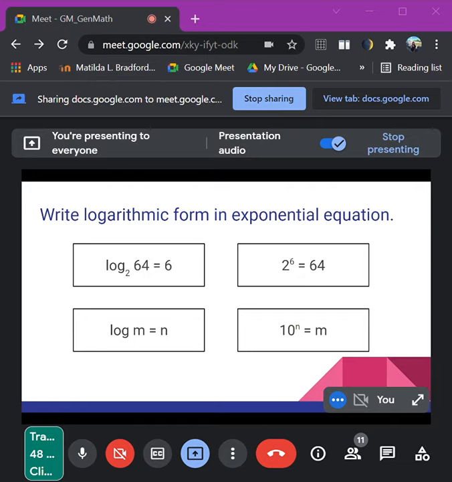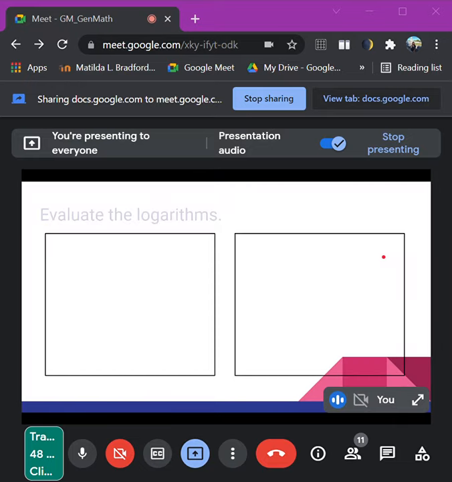Okay, let's go to another one, which is we're going to evaluate logarithms. So here we're going to solve for the value of x in your logarithm. So you have here, for example, the logarithm of 27 base 3.